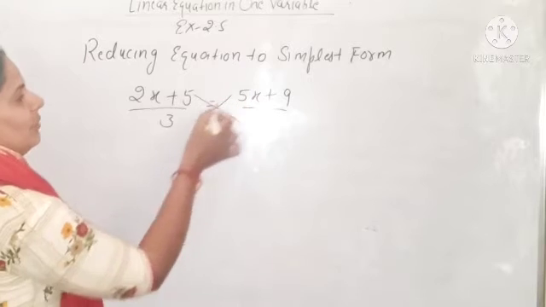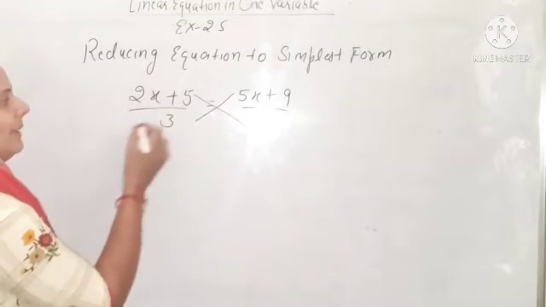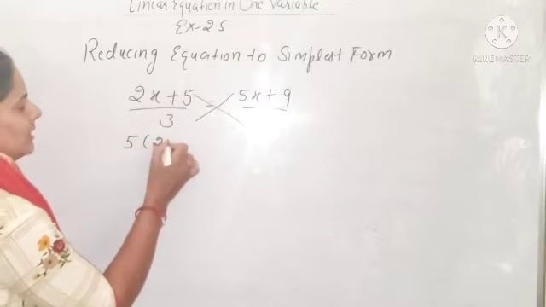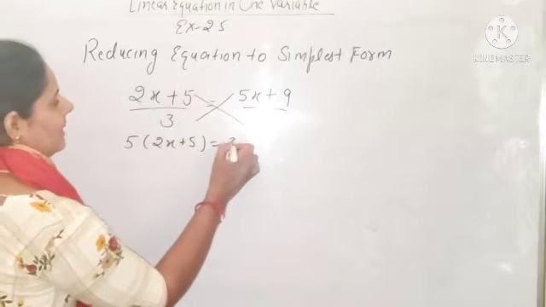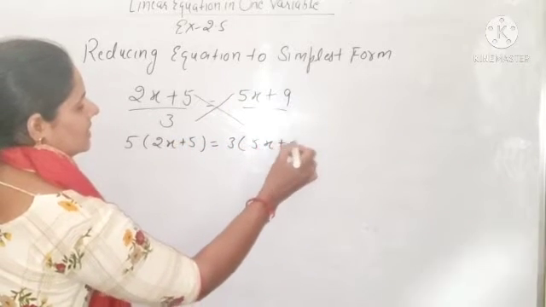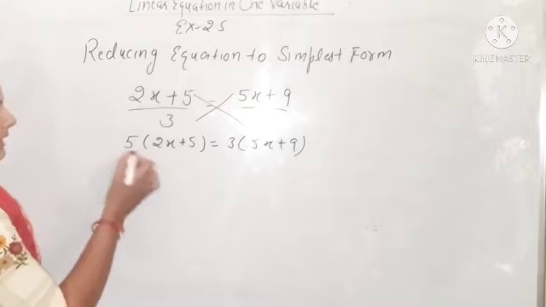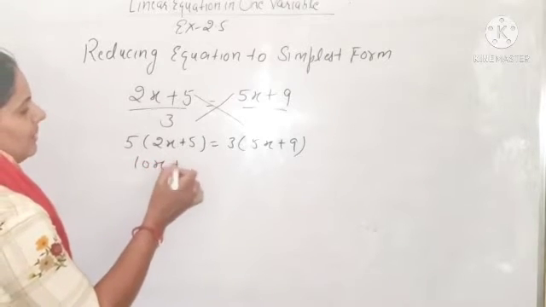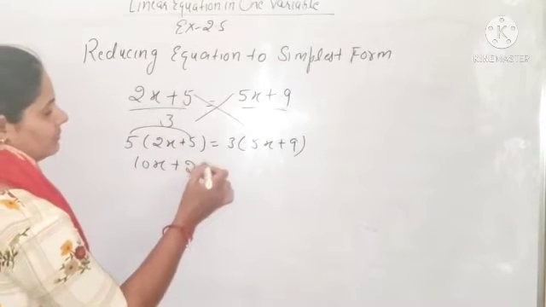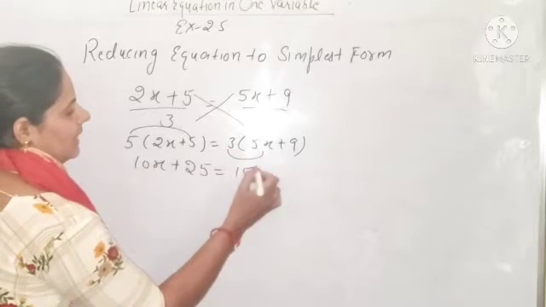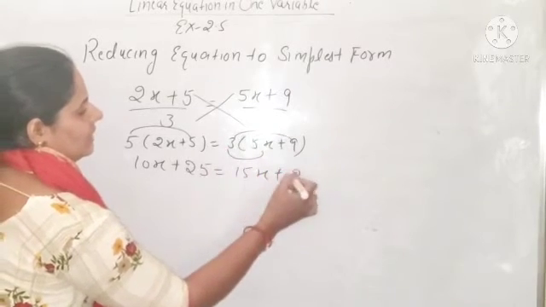So first step, you will cross multiply. So 5 will multiply by 2x plus 5 and 3 will multiply by 5x plus 9. Okay. Now simply open the equation. 5 2s are 10x plus 5 5s are 25, 3 5s are 15x and 3 9s are 27.